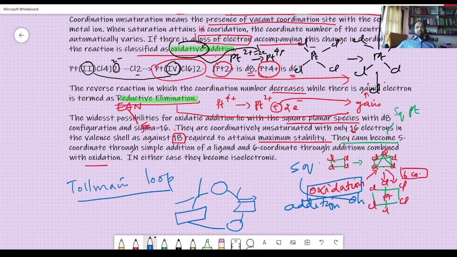So in the next session, we will see the Tolman's loop and try to understand the catalytic process.